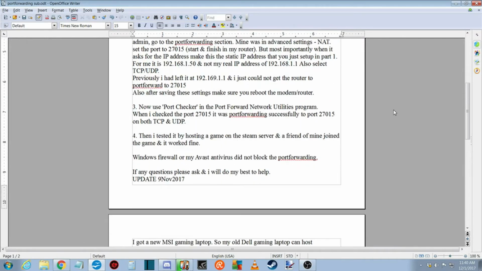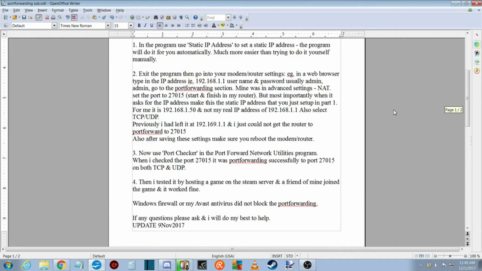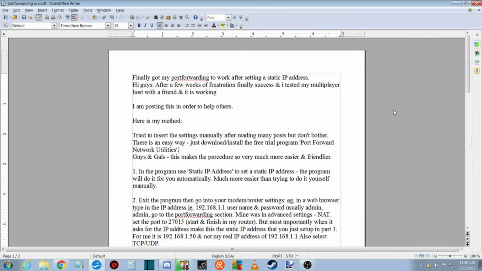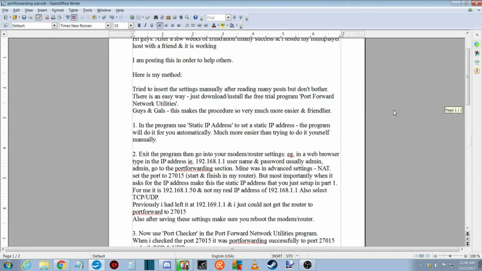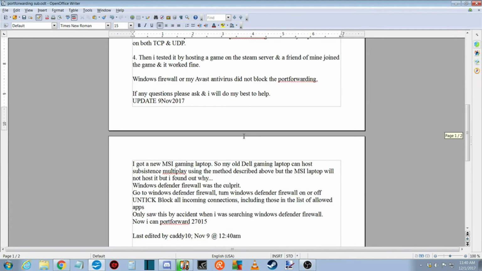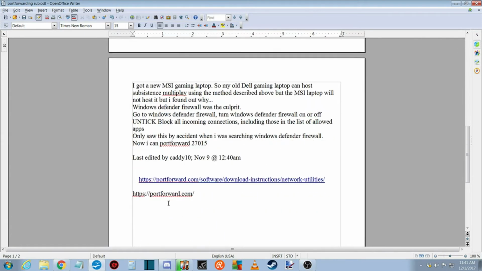If your router is from your ISP, your internet service provider, you may need more help than what I can offer you. But the problem I was running into was the whole subnet mask thing. But if you guys are able to follow this tutorial, and with help from portforwarding.com and this utility right here, you should be good to go to play Subsistence.